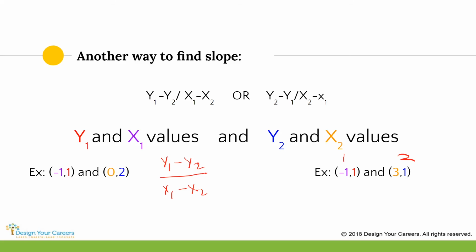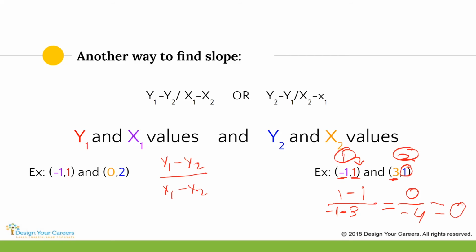All right, so let's look at our y1 value. In the 1 coordinate, our y value is 1. Let's subtract that by our y2 value, which is also 1. Good. So let us divide that by our x1 value, which is -1, minus our x2 value, 3. So what we got is 0 divided by -4. And we know that 0 divided by anything is 0.